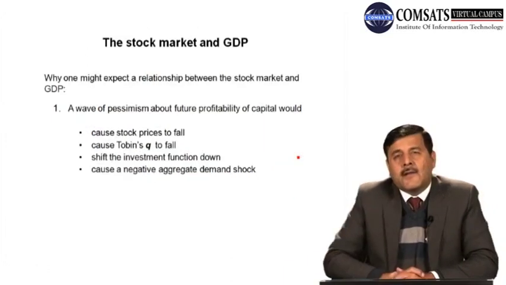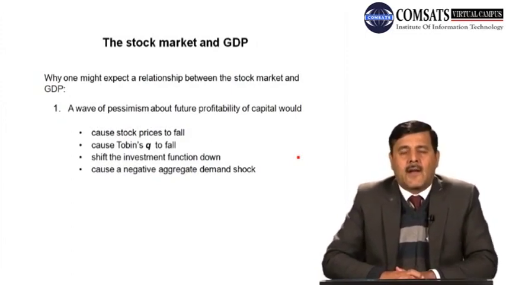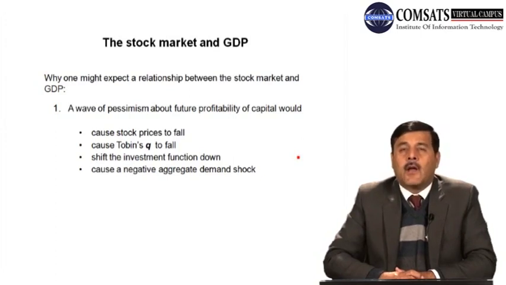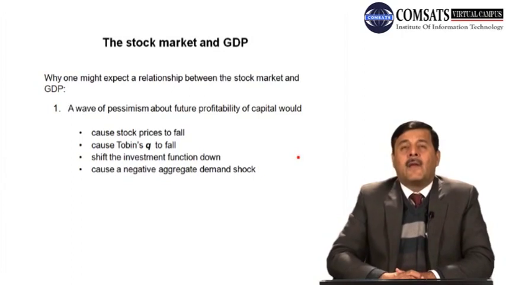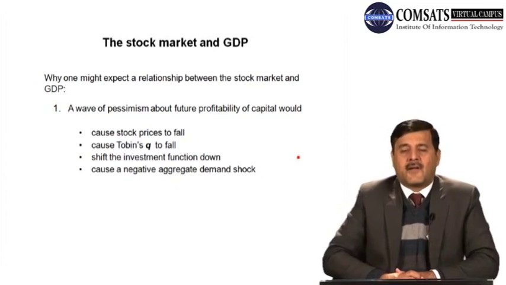So this is how we can explain the relationship between Q theory and neoclassical theory as we described in the previous lecture. How can we relate the two concepts, the stock market and gross domestic product? What kind of relationship is there between the stock market of a country and gross domestic product? Now, why might one expect a relationship? Why would economists, or an individual or household, expect there must be some relationship between the stock market and gross domestic product? There are different reasons, different factors, that tell us the stock market and gross domestic product are related to each other.